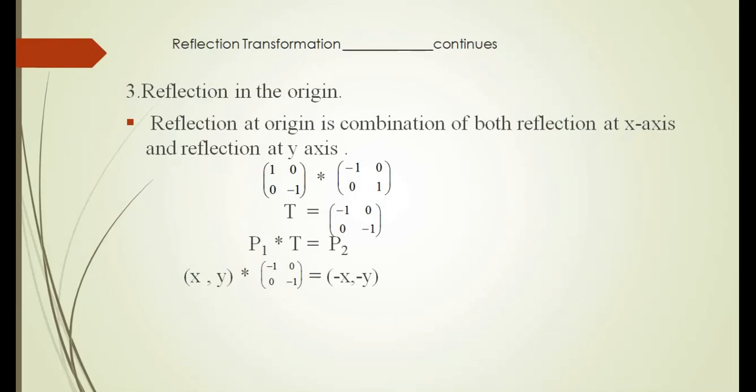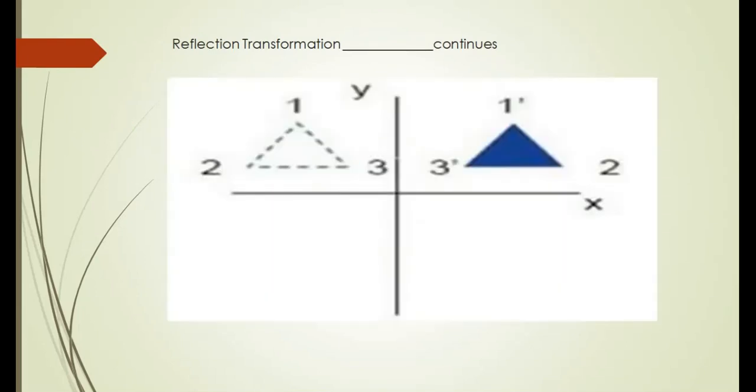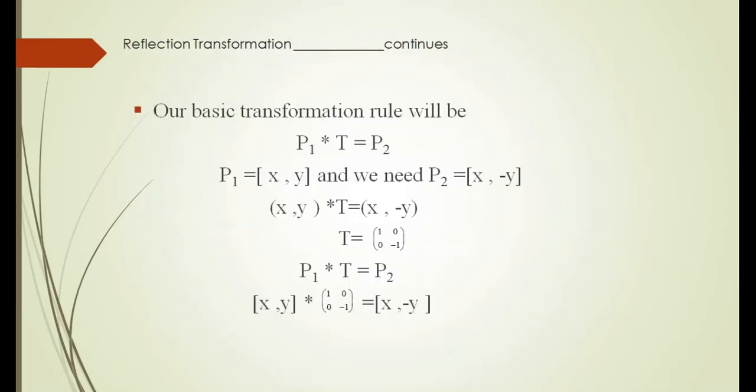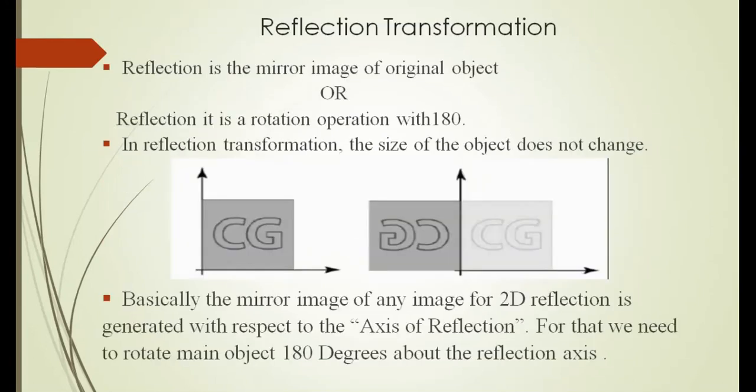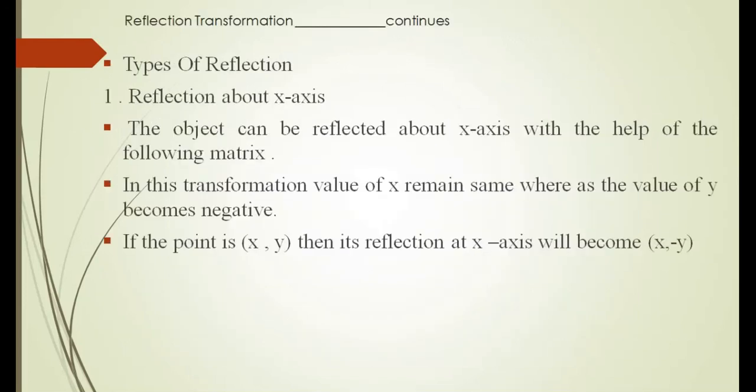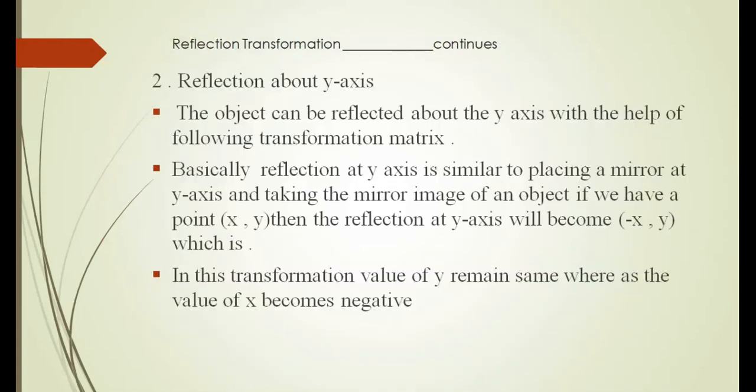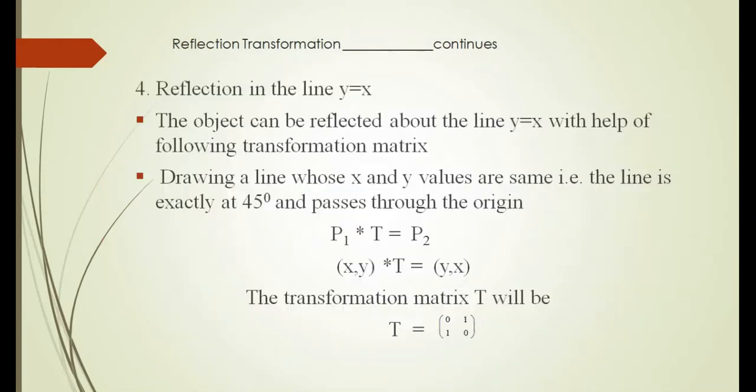Okay, so what we learned in this session is the reflection transformation. So what does reflection mean? Reflection is the mirror image of the original object, and there are 4 types, that is reflection about the x axis, y axis, origin, and reflection in the line y is equal to x. So by using these types of reflection, we can reflect our original image into the reflected one.